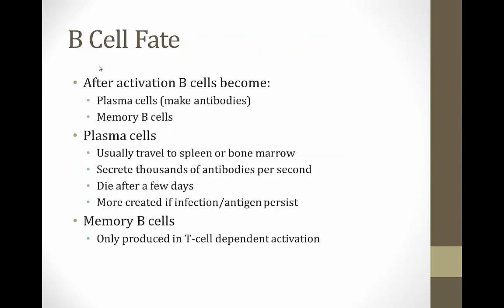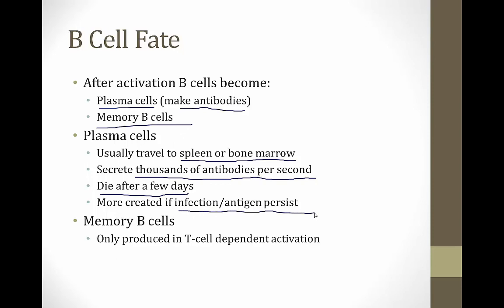Let's talk about the fate of B cells once they are activated. So after activation, B cells have a choice. They can either become a plasma cell, which makes antibodies, or they can become a memory B cell. Plasma cells usually travel to the spleen or bone marrow, and they can secrete thousands of antibodies per second. Their metabolic activity is remarkable. They die after a few days. However, more will be created if the infection or the antigen persists and continues to drive production of plasma cells.